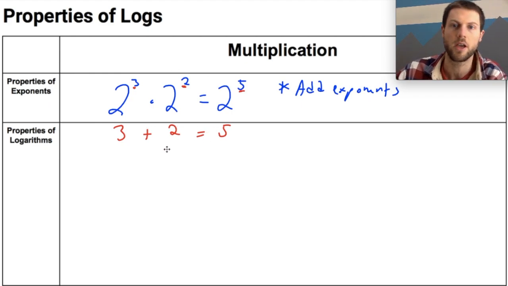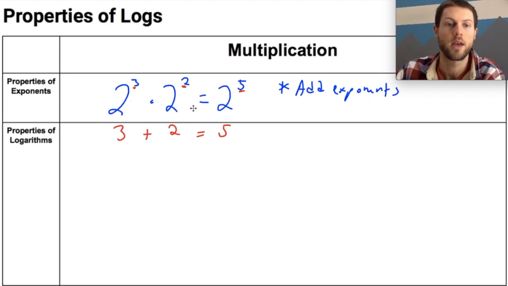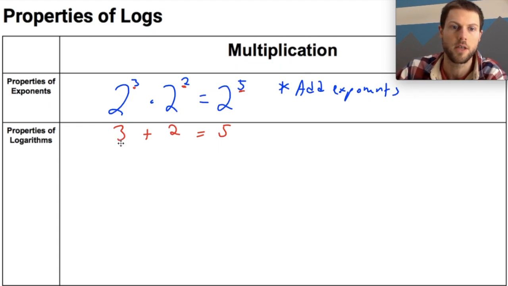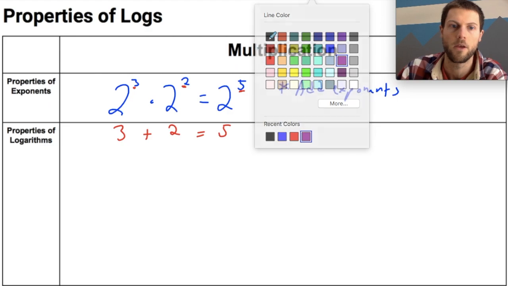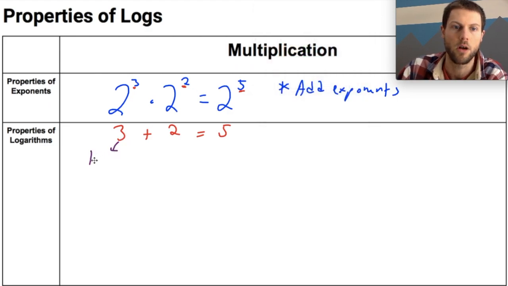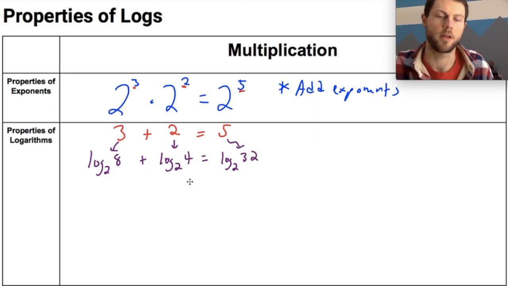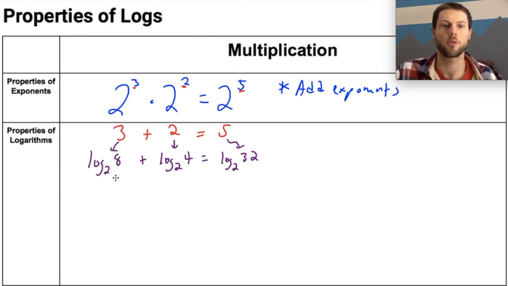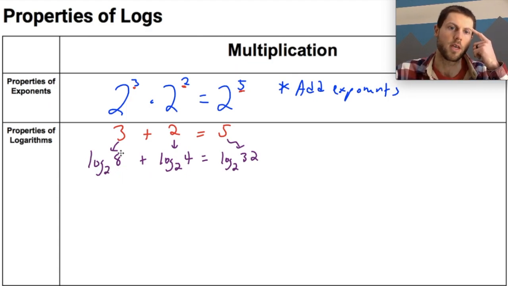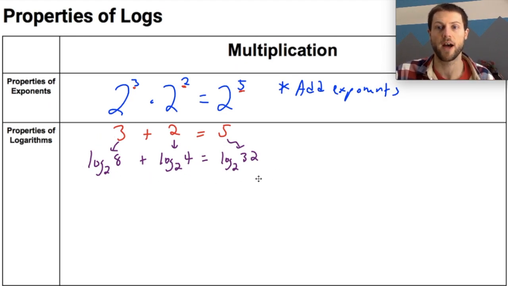So I'm going to convert these using the same base of 2 into logarithms. So this becomes: 3 becomes log base 2 of 8, 2 becomes log base 2 of 4, and that should equal 5 becomes log base 2 of 32. Now that might seem a little bit like magic, but convince yourself that this is true. If I take log base 2 of 8, I'm thinking 2 to the what power equals 8, and all I've done is rewrite 3, 2, and 5 as a log with a base of 2.